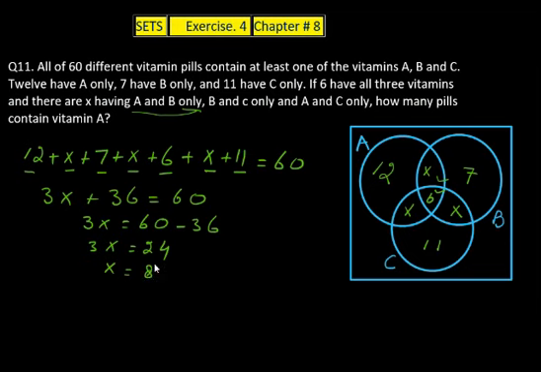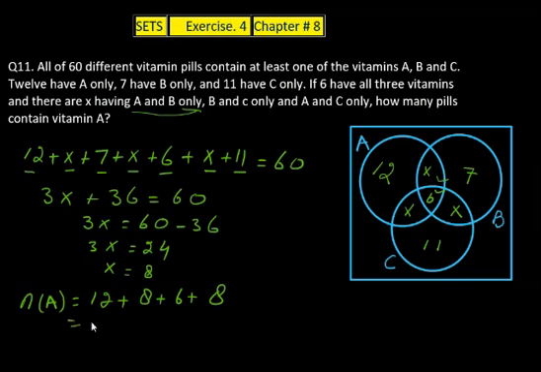So once we have found the value of X, now we can tell how many pills contain vitamin A. Look at this circle representing A. It has 4 portions: 12 plus X plus 6 plus X. Since we already found the value of X, n(A) will be equal to 12 plus X, which is 8 now, plus 6, and then plus X, which is once again 8.